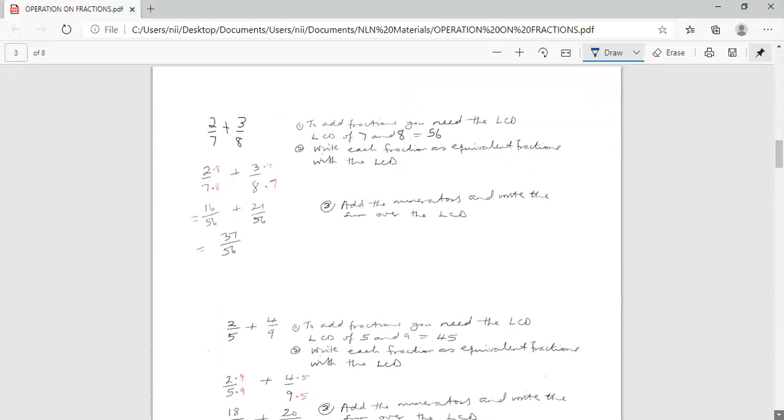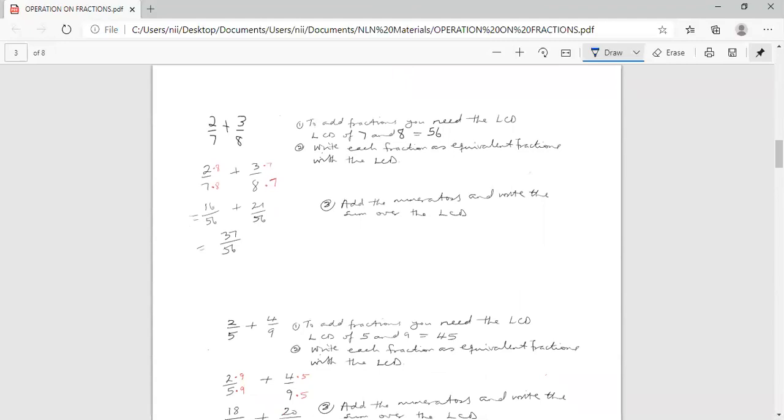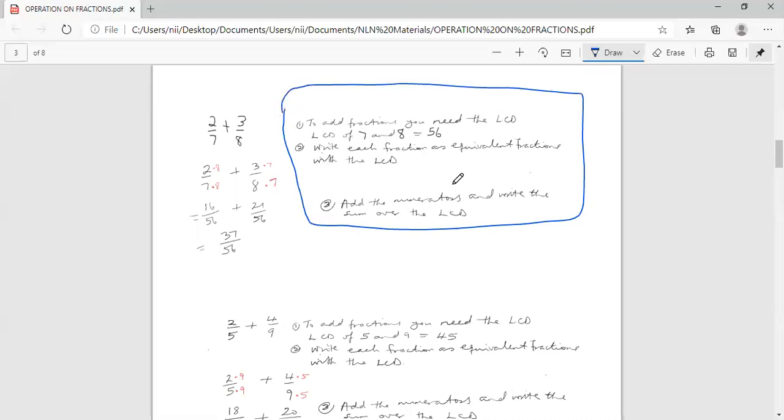Right, let's try another problem. You have 2 over 7 plus 3 over 8. Okay, looking at this now. So the steps again, to add fractions, you need the LCD. The LCD of 7 and 8 is equal to 56. Then secondly, you're going to write each fraction as equivalent fractions with the LCD. Then we'll add the numerators. So these are the steps that you use for fractions.